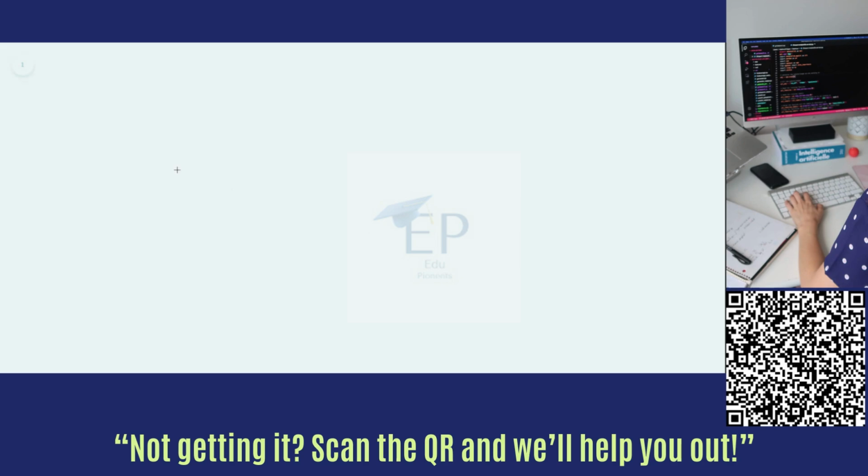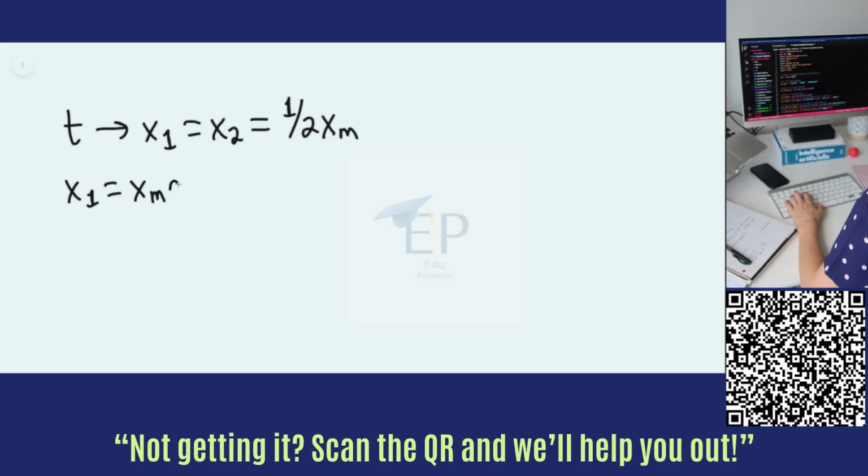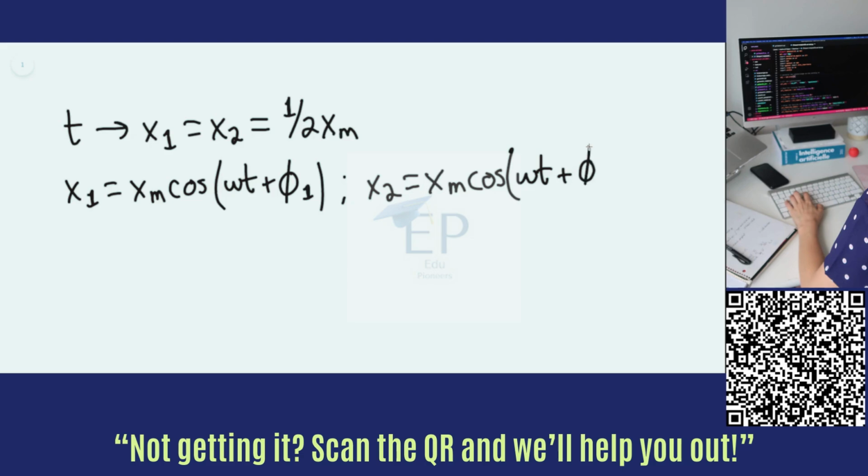So here we can say that they pass each other at time t, where x sub 1 is equal to x sub 2, and this equals 1/2 times the maximum displacement. So we can say x sub 1 equals the maximum displacement times cosine of omega t plus phi sub 1, and then x sub 2 equals the maximum displacement times cosine of omega t plus phi sub 2.